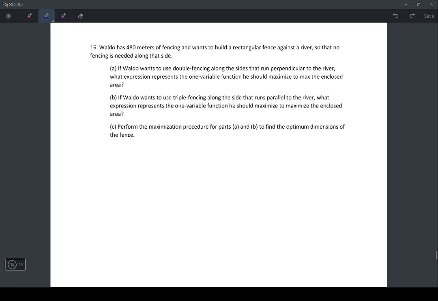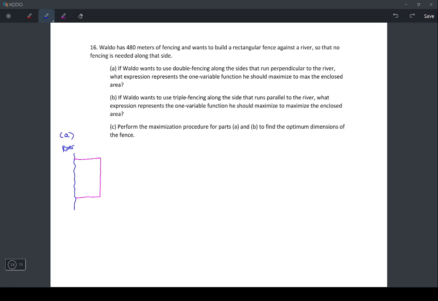So I'm going to draw a picture. Waldo has 480 meters of fencing, wants to build a rectangular fence against the river. So I'm going to draw a river. I'm going to draw the fencing. So this is a picture of what we're trying to accomplish. We want to find, in question A and in question B, how would we maximize the area enclosed if we're limited to using 480 meters of fencing.